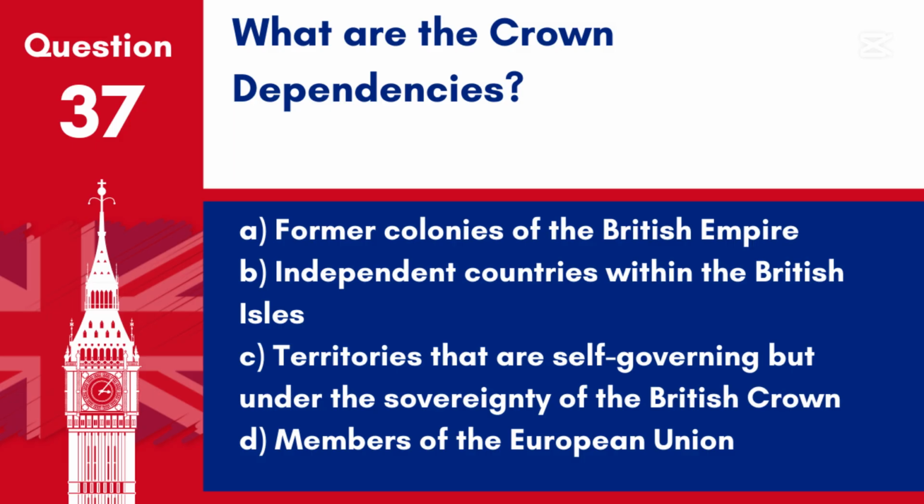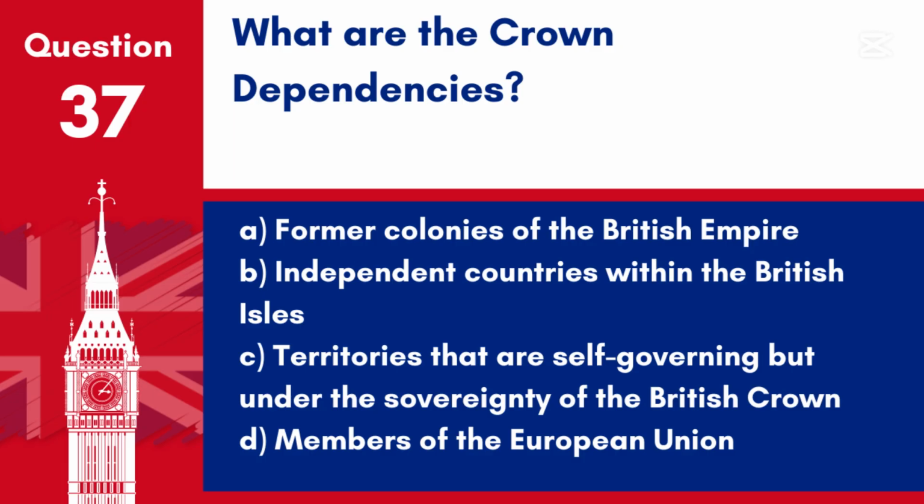Question 37. What are the Crown dependencies? A. Former colonies of the British Empire. B. Independent countries within the British Isles. C. Territories that are self-governing but under the sovereignty of the British Crown. D. Members of the European Union.